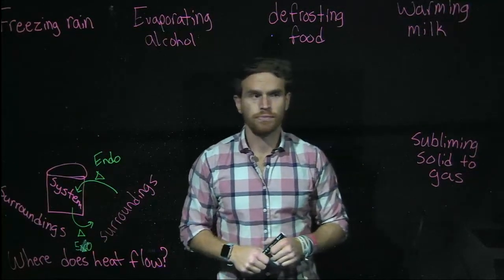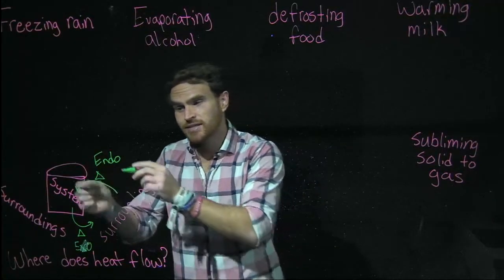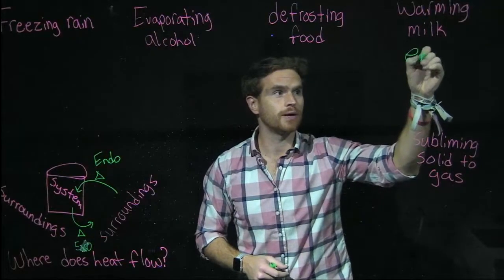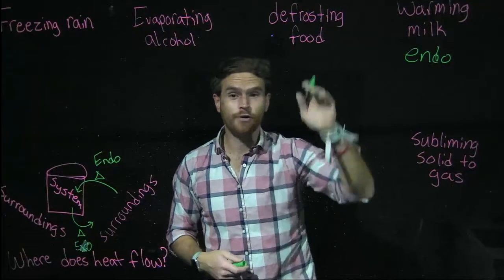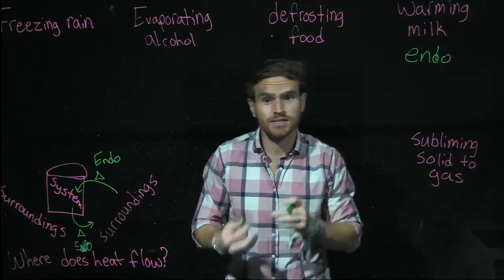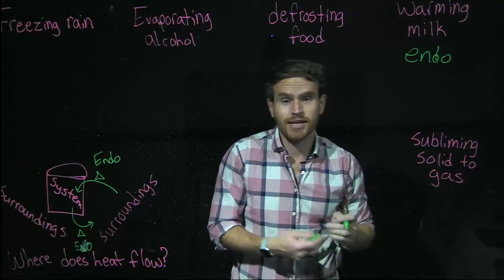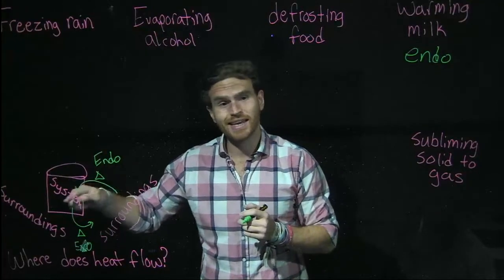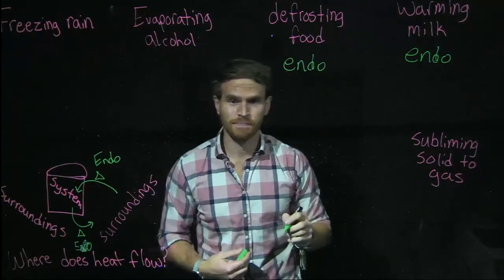So an example, when you warm milk, you're putting heat into the milk to warm it. That is an endothermic process. When you defrost food, you're turning it from solid ice into not ice. And in order to do that, it has to take on heat. It has to bring in heat, which is an endothermic process.